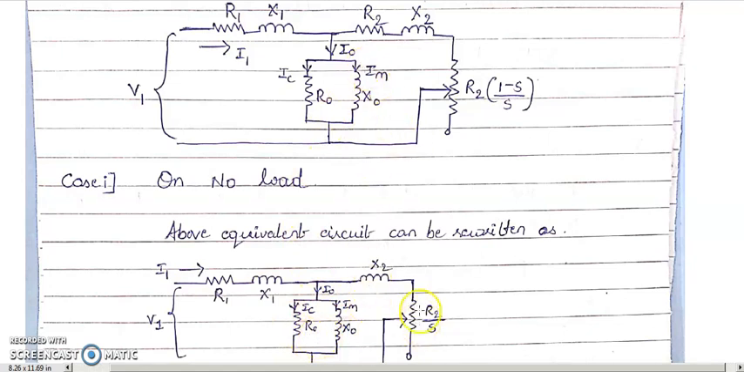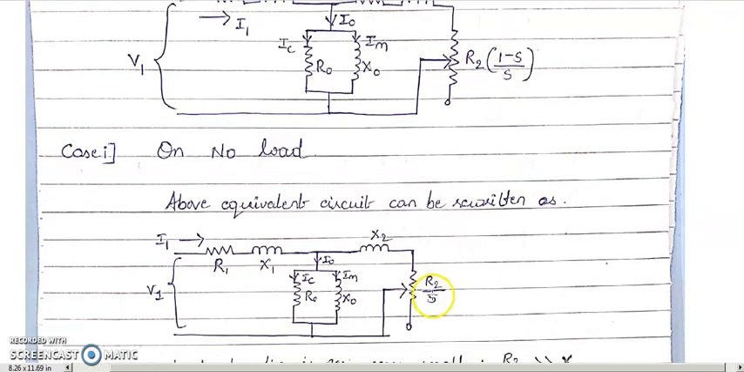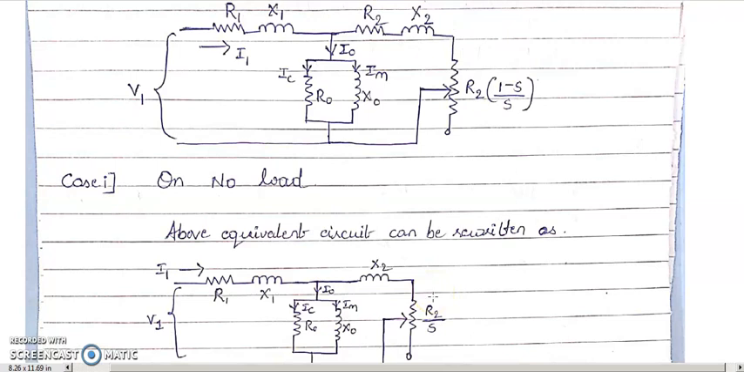But here what I can do is, whatever we have in series, R2 as well as R2 into bracket (1 minus S) by S, will get reduced to R2 by S. How is that? Already we have discussed it in your earlier class. I shall show you.